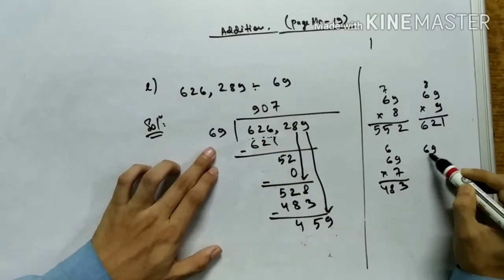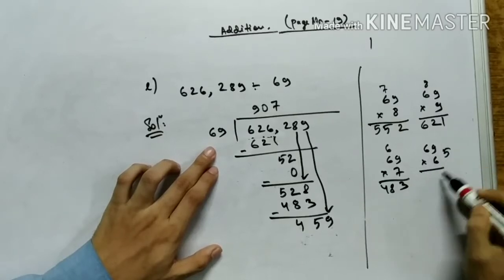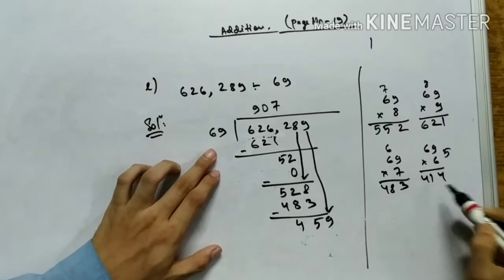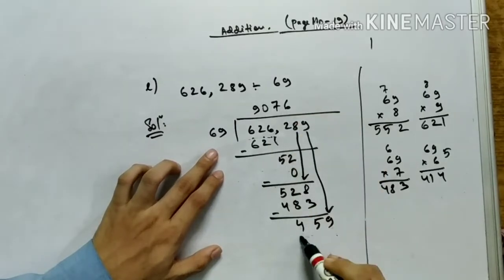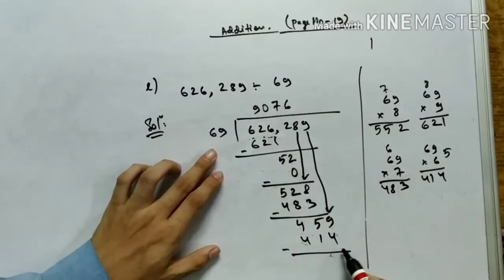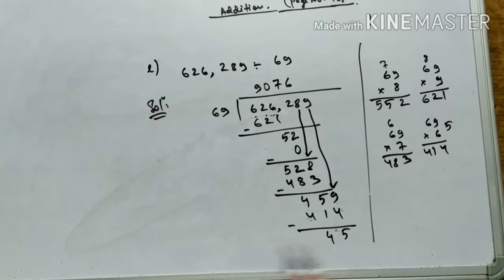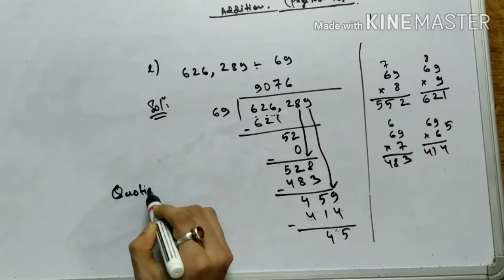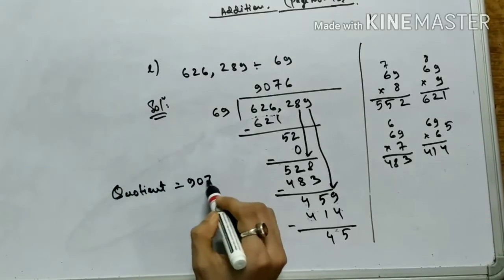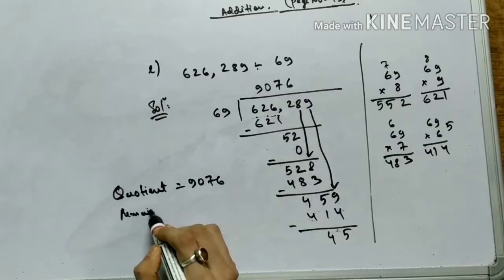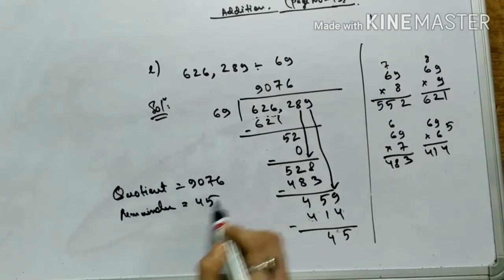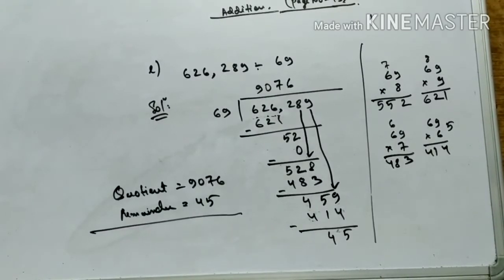Then next again 69 into 6 I will do. 6 9s are 54, 6 6s are 36, 41 it will become. So 69 6s are 414, minus 9 minus 4 it is 5, 5 minus 1 it is 4. So this will be our remainder. Therefore quotient will be 9076, and remainder will be 45. Okay, this is the answer. So I have showed you how to do multiplication, division, addition and subtraction.